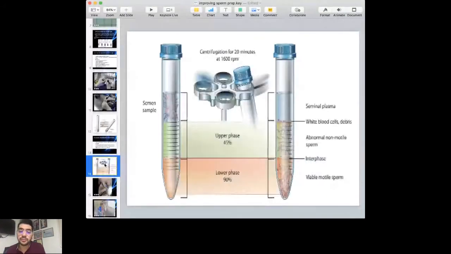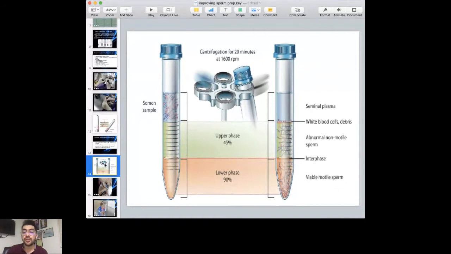Now, in this scenario, what are you going to do? In swim up, we were using underlay. In this scenario, we're using overlay. So we start with the heaviest density first, which is a 90% density. We'll put in about 1 ml of 90% density, top it up with 1 ml of 45% if you're using a double density, and top it up with 2 ml of semen sample. So you have 2 ml of densities together and you have 2 ml of semen sample.